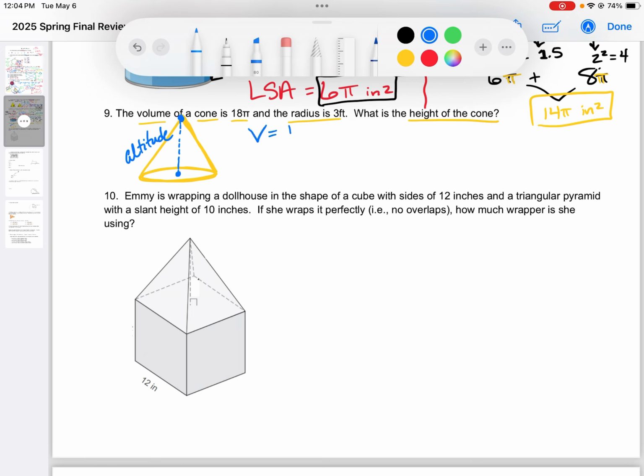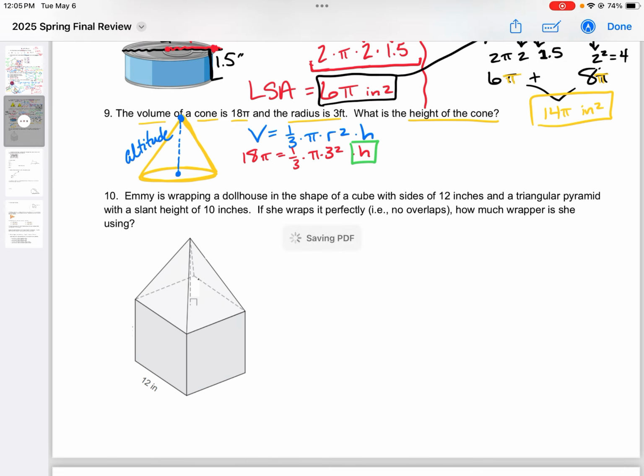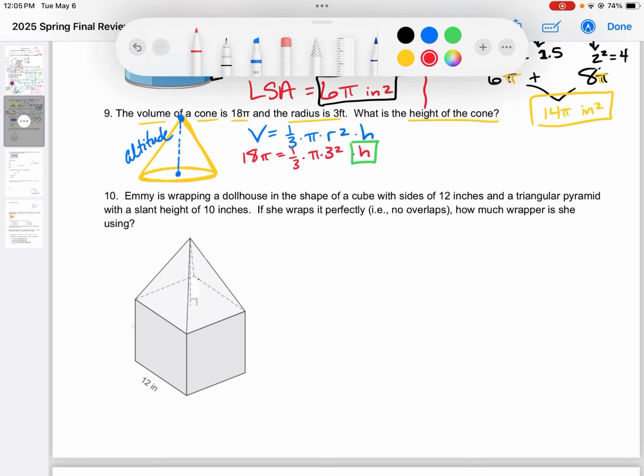So what we need to do is on our formula sheet, go to cone and find our volume formula, which is 1/3 pi r squared h. Pi times r squared times h. Well, they do give us all these numbers. The radius is 3. The height is unknown. The volume is 18 pi. And so what we want to do is we want to isolate this h, which means we need to get the 1/3, the pi, and the 3 squared all to the other side.